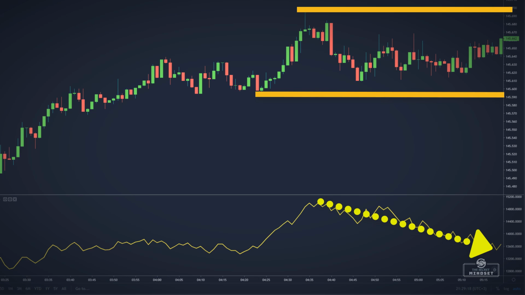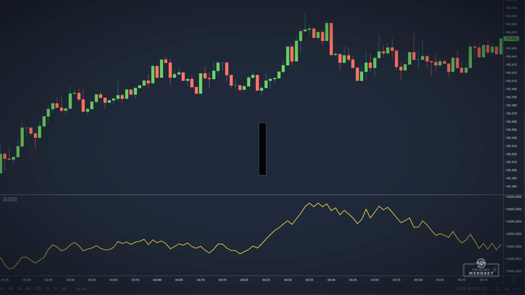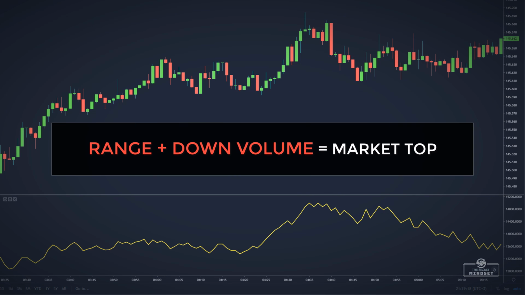The control of the market begins to shift from buyers to the sellers as traders and institutions begin to take their profits. You'll see this kind of price action and volume during a market top.